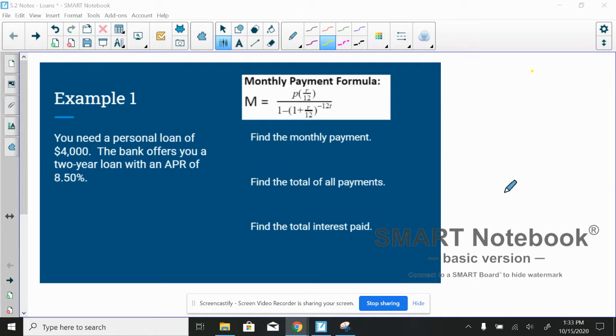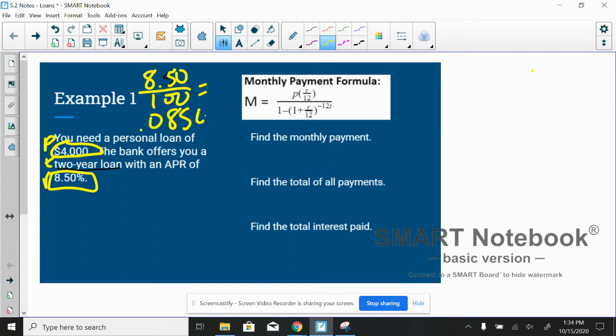Taking a look at example number 1 here, it says that you need a $4,000 loan. The bank is going to offer you that money over 2 years at a rate of 8.50%. So that is your principal, that is your time value, and this is your rate. The only thing I would do with that rate is take that 8.50 and divide it by 100, so that I already convert it to 0.0850 before we plug into our next formula that's up at the top.